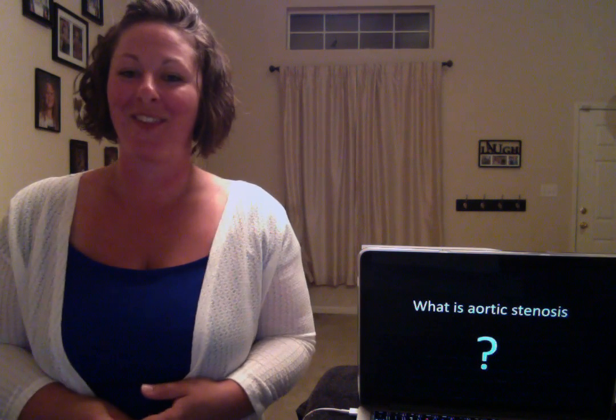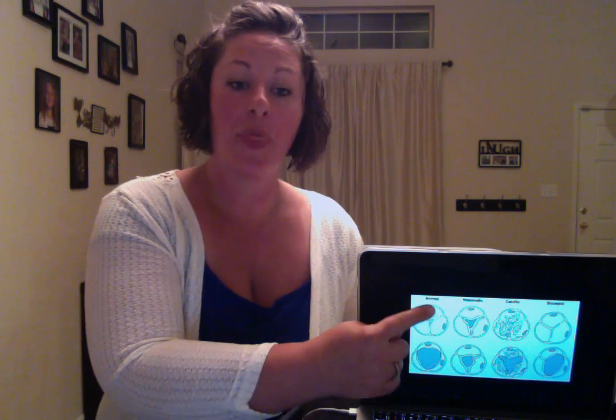I will discuss what aortic stenosis is, how it's diagnosed, and what treatment options are available for aortic stenosis. So I bet you're wondering, what is aortic stenosis? Aortic stenosis is a narrowing of the aortic valve. A normal aortic valve consists of 3 thin, flexible structures called leaflets. These leaflets open and close the valve, regulating the blood flow from the heart to the rest of the body.